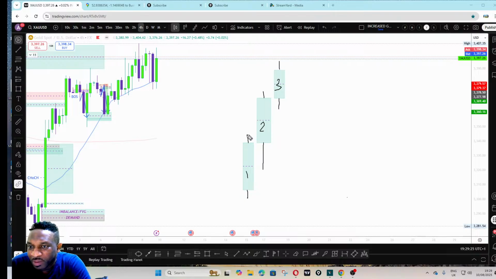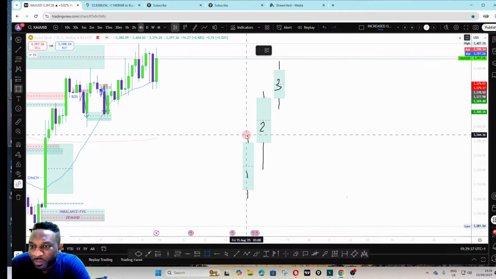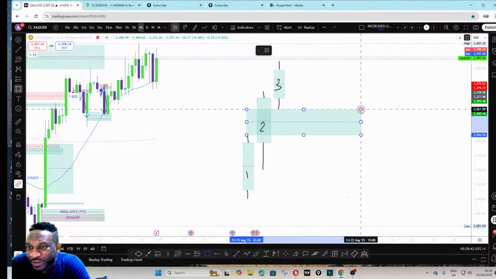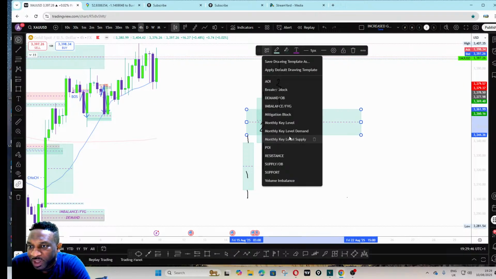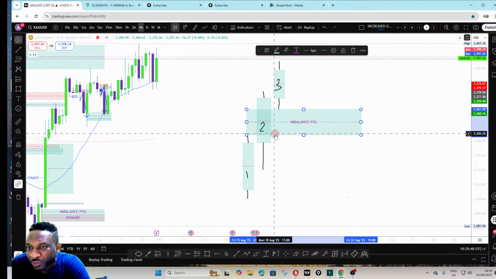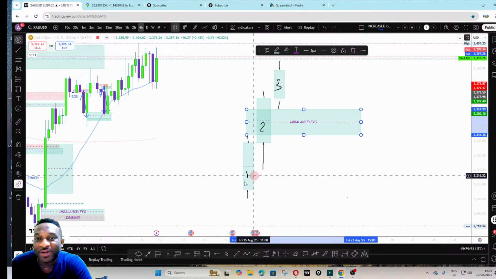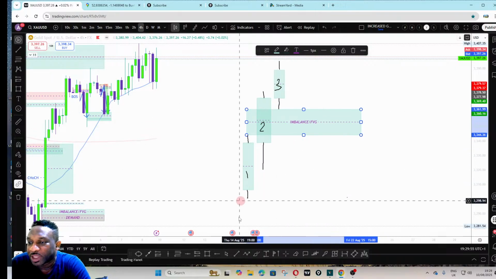So what we are referring to as a fair value gap or imbalance is this gap here between the wicks. You can see that these candles did not trade into each other. There's this gap here. So if I should mark this area, the gap that we are referring to is from the high of the first candle's wick to the low of the third candle. So this now becomes the imbalance area we are referring to. So it's a 3 candle pattern that we identify on the charts all the time. So that's what is referred to as the imbalance.